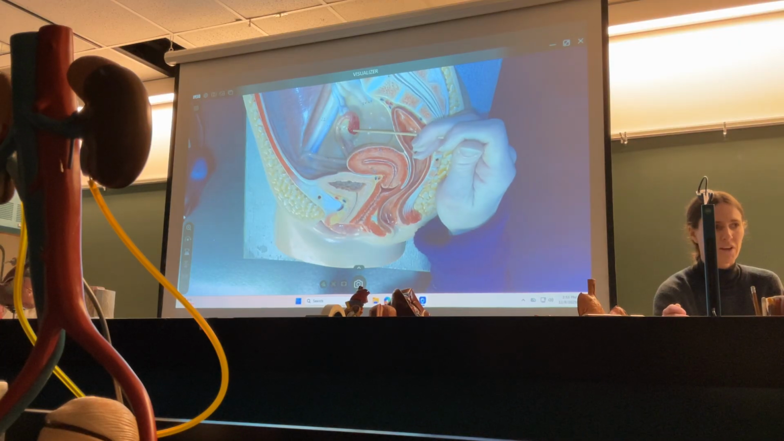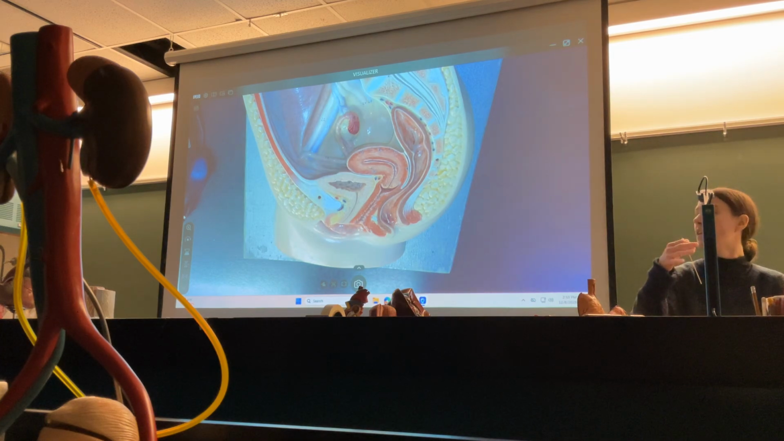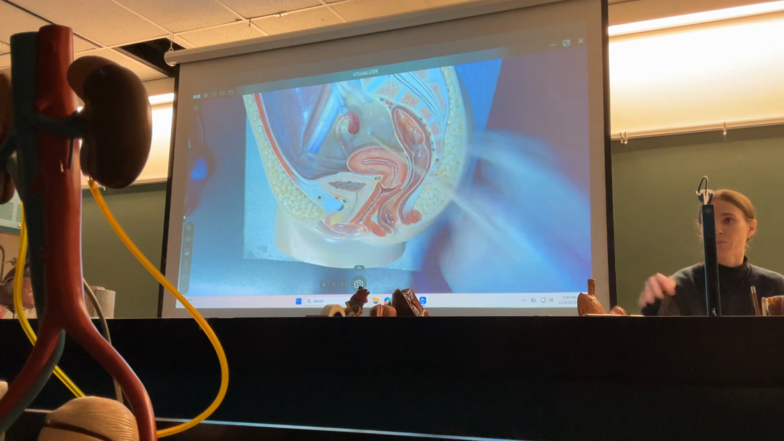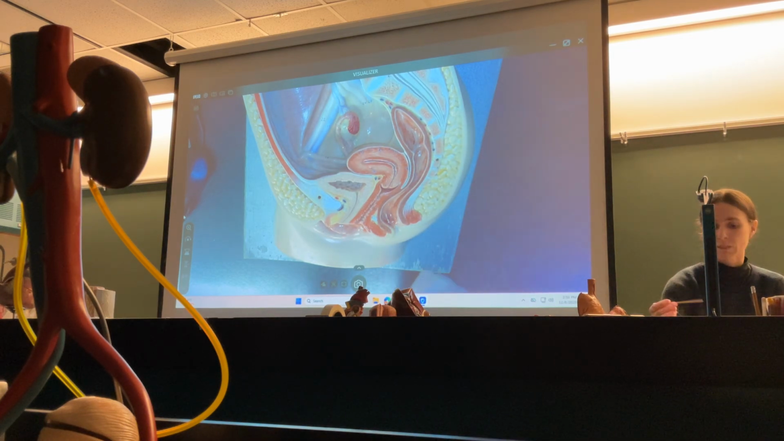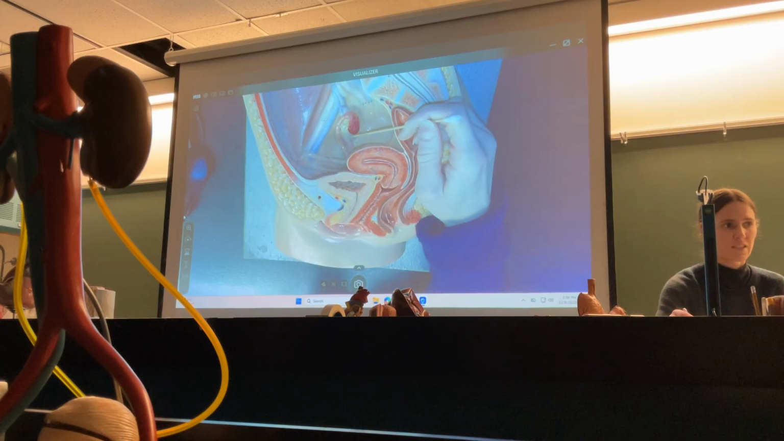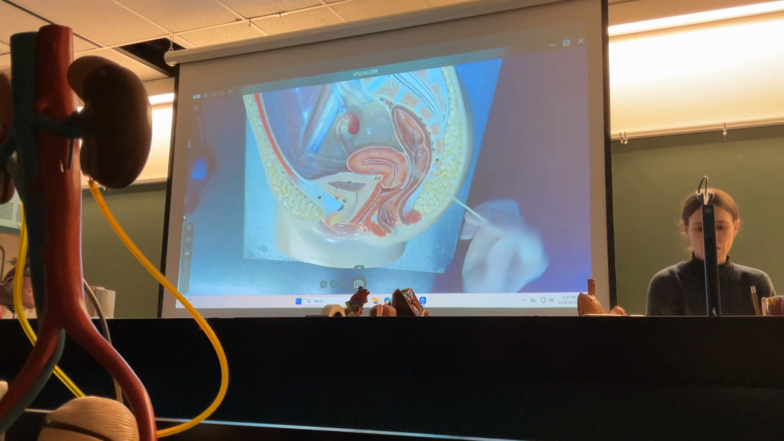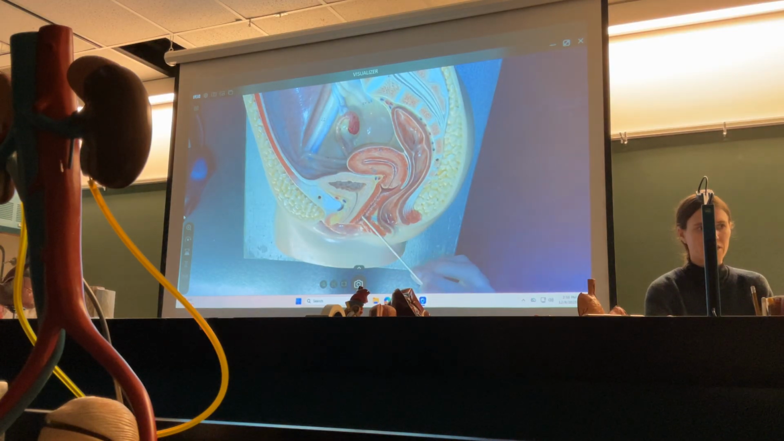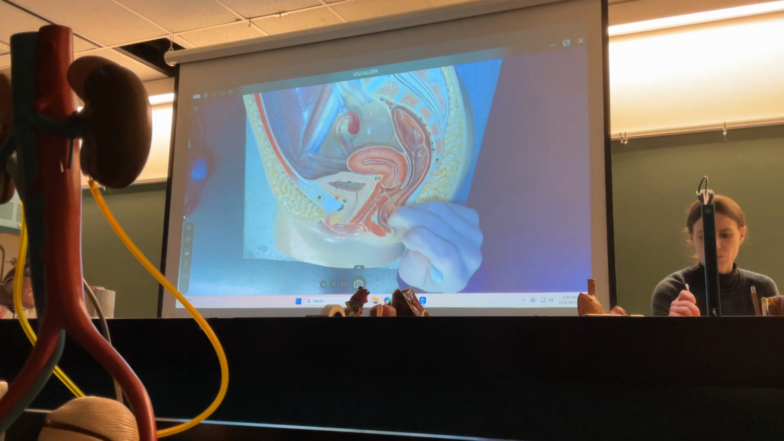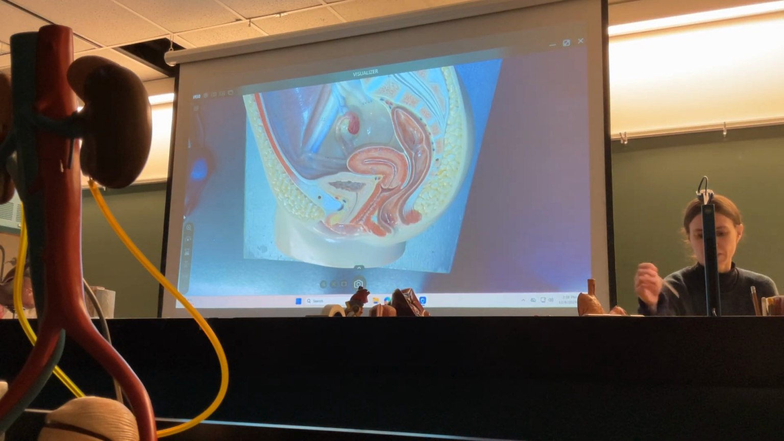What are these feather-like structures right here? Fimbriae, yeah, that basically sweep the egg or the ova once it's released. So then that makes this whole thing here. Ovary. The ovary, yeah, good. What is this structure right here? The vaginal canal, and then right here, this would be the cervix.